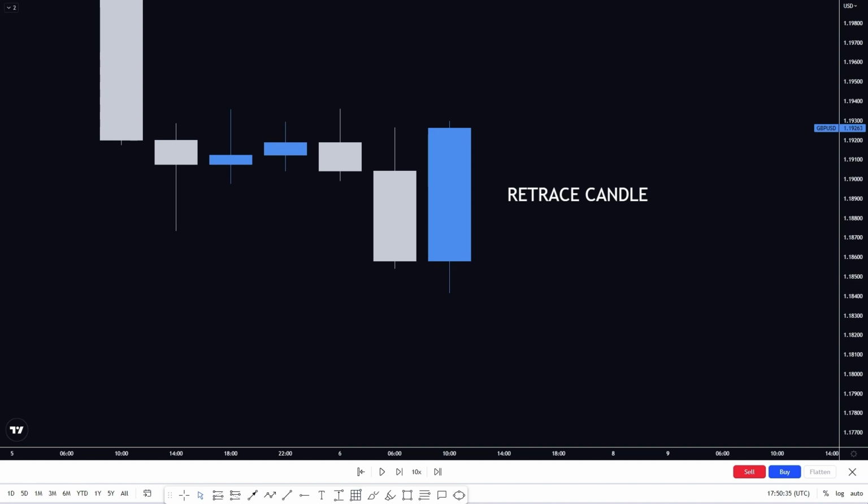So again, if we were in an area of support right now, this would be a great indication to get into long trades and look for potential buys.